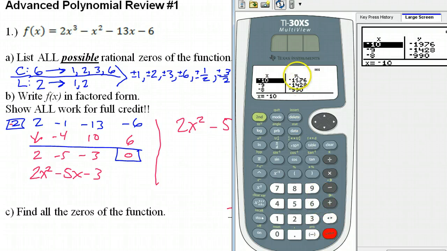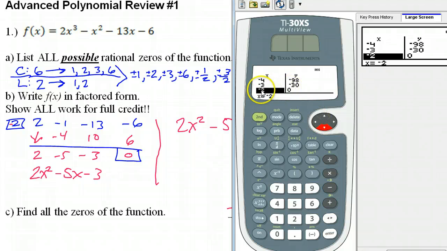Okay, and now I'll scroll down. I'm looking for 0 on the y side here. So I'm scrolling down, you see the, oh, there it is. 0, -2. So there's the first 0 I come to, and that's the -2 that I found by trial and error of my possible zeros.